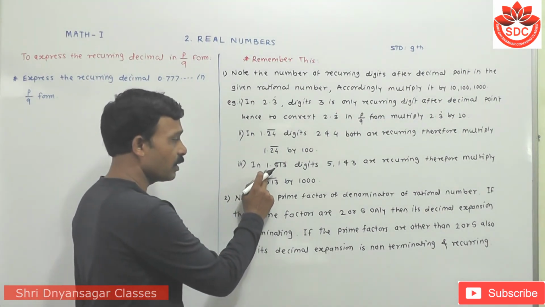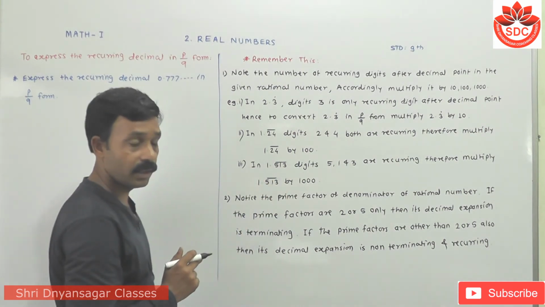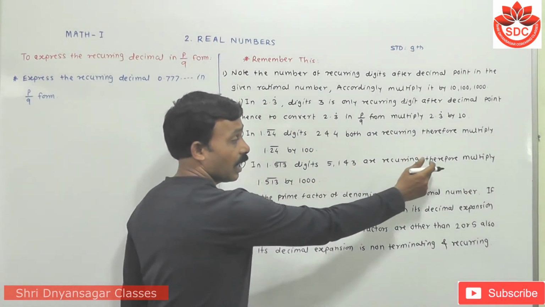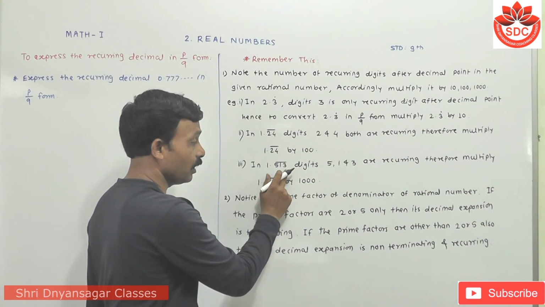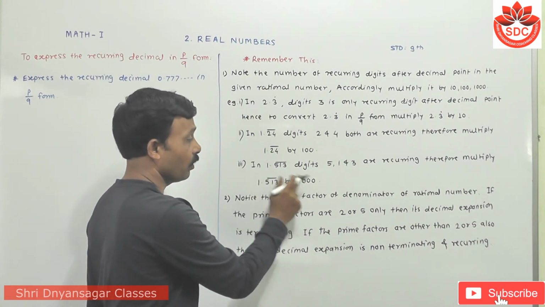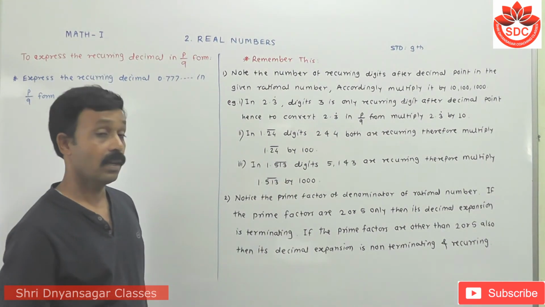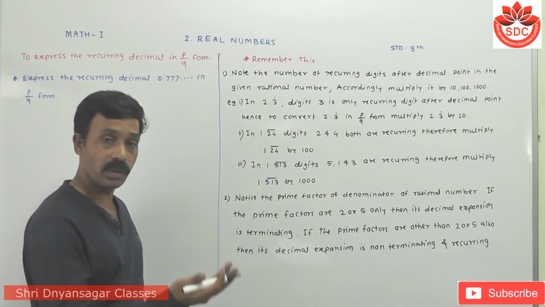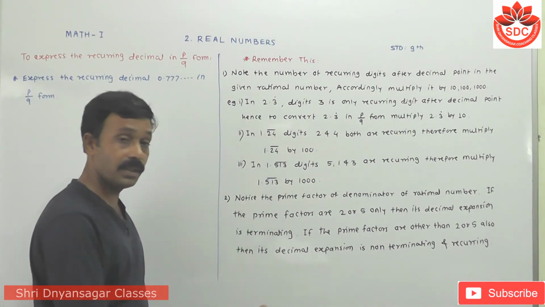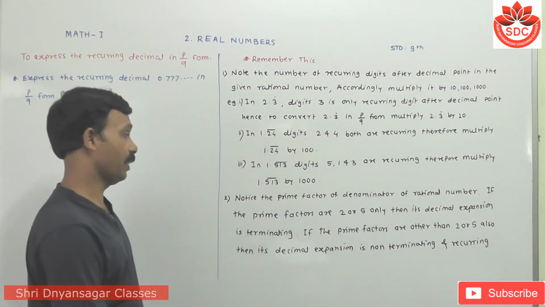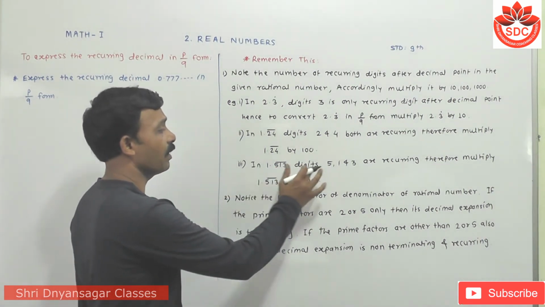Now look carefully. In this, 513 is recurring. These 3 digits are recurring, therefore multiply according to 3 digits, meaning you have to multiply by 1000. If there are 4 digits, then 10,000. For 5 digits, then 1 lakh, etc. It means count how many digits there are.